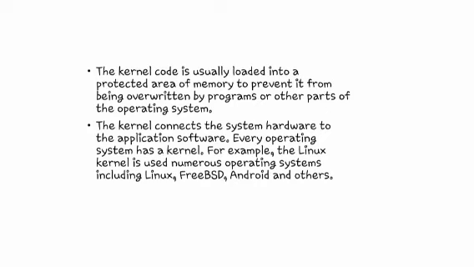Kernel analyzes and allocates memory for the process. The kernel connects the system hardware to the application software. Every operating system has a kernel. For example, the Linux kernel is used in numerous operating systems, including Linux, FreeBSD, Android, and others.